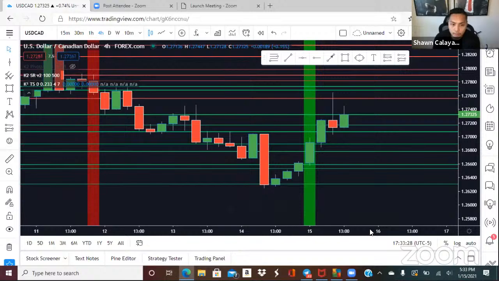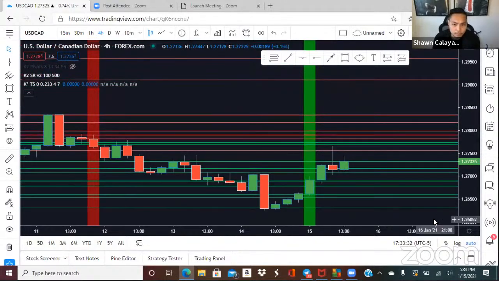Click auto on the bottom. That'll help spread them out a little farther. There you go. Depending on how far apart the zones are, you can use the measuring tool. Do you see the measuring tool on the left-hand side next to the smiley face? I would measure from one zone to the other. If they're less than about 20 pips away from each other, I would just connect the zones. That's my threshold.